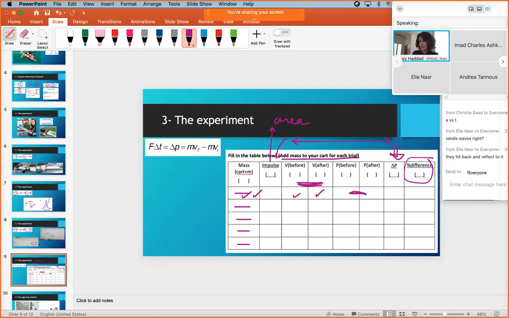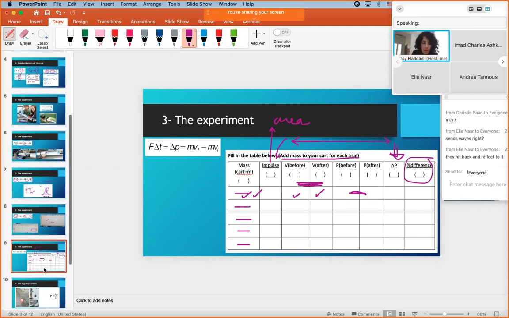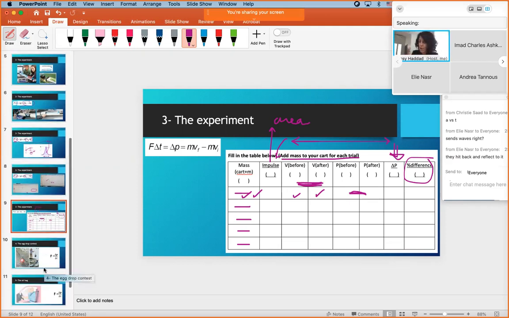Nothing is theoretical here. I have no reference. I cannot tell what the speed is theoretically, unless you want to measure height and do conservation of mechanical energy and find the speed. But no, we don't have enough data to do this, but it sounds interesting. Before I discuss the egg drop contest, do you have any questions?